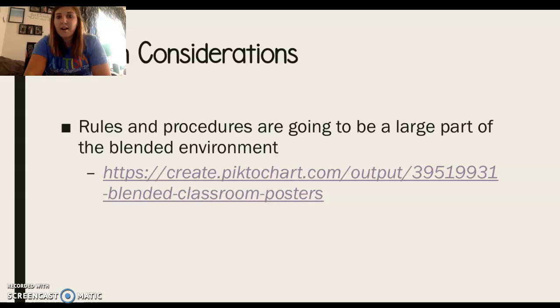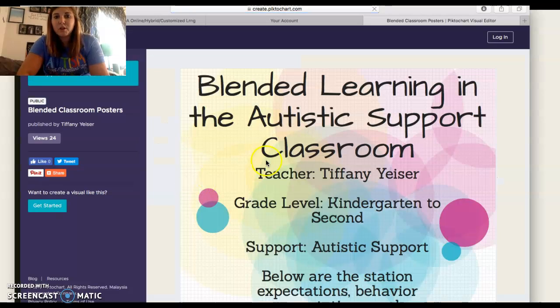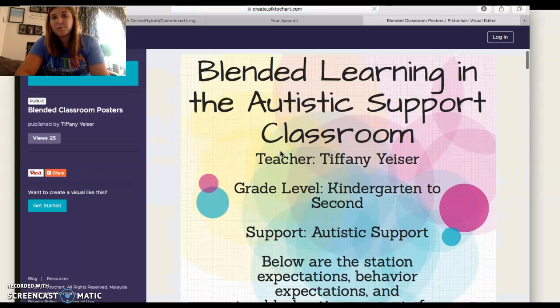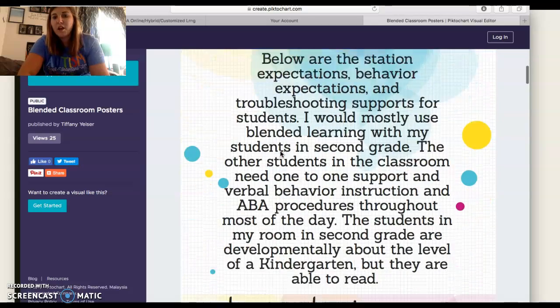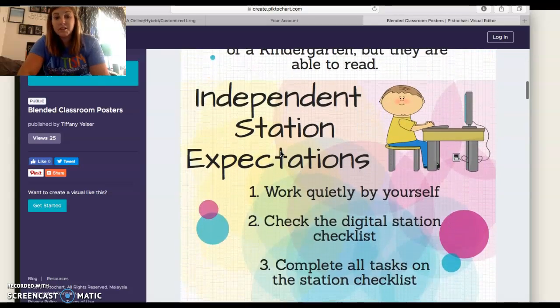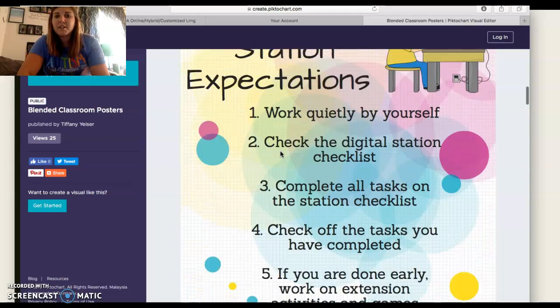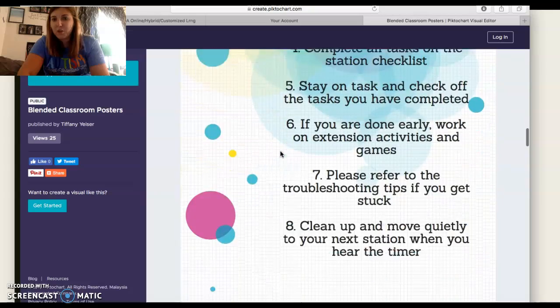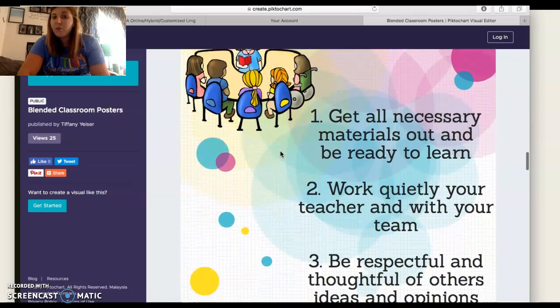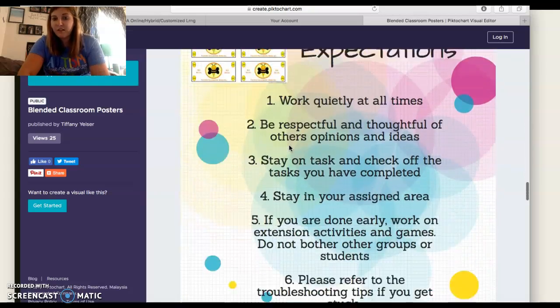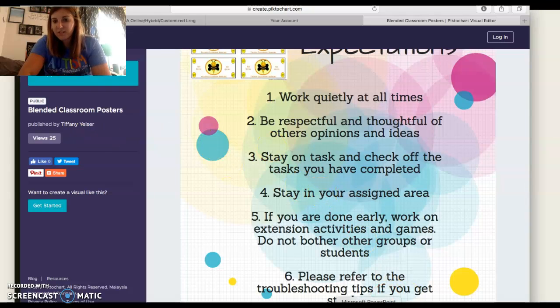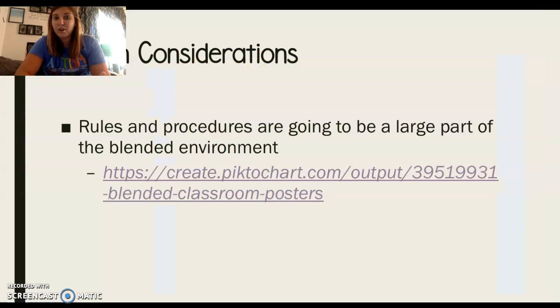Also, I have the Piktochart here for the blended classroom posters. So that's another thing that needs to be incorporated with the design, and I'm not going to go over these again since we already had a module on this. Making sure you have expectations for your students at each module is definitely important, whether it's with technology or not. You should always have expectations and routines, and just make sure the students know what they are, so it's not chaotic.